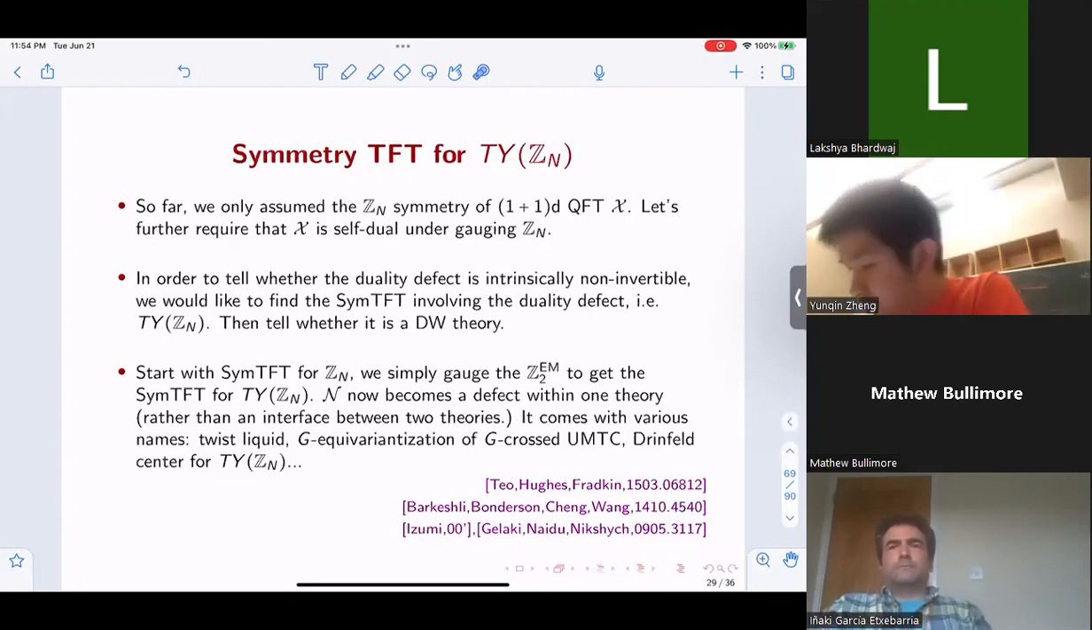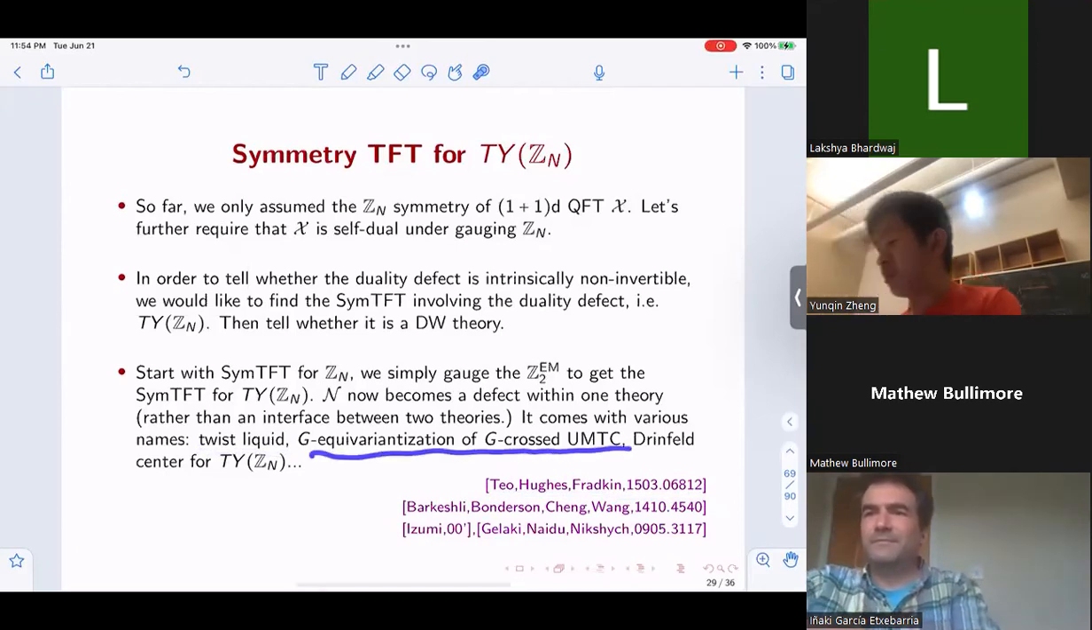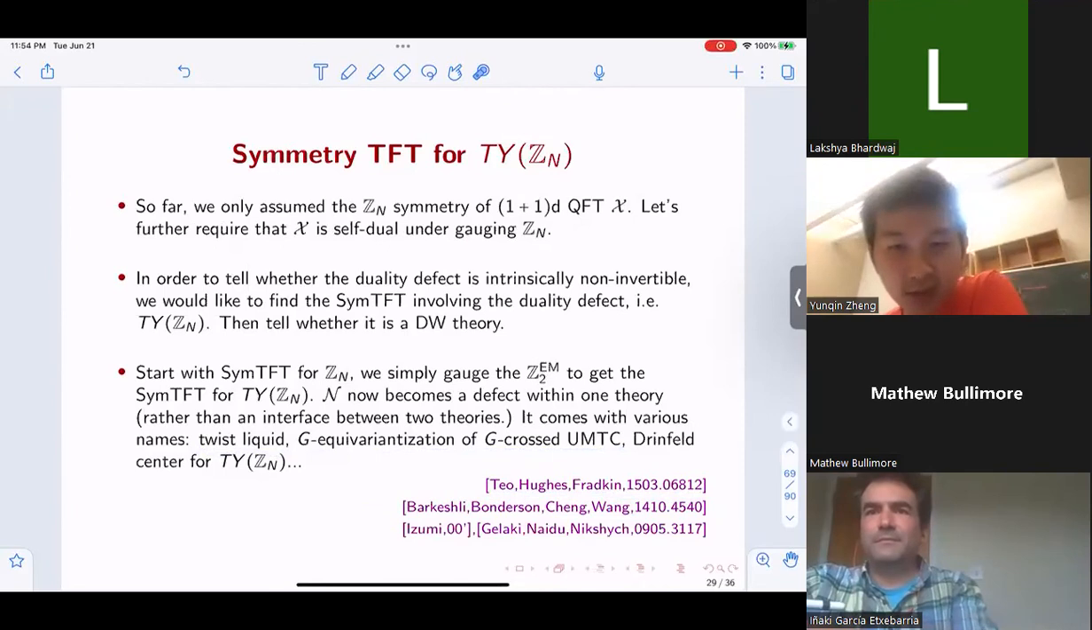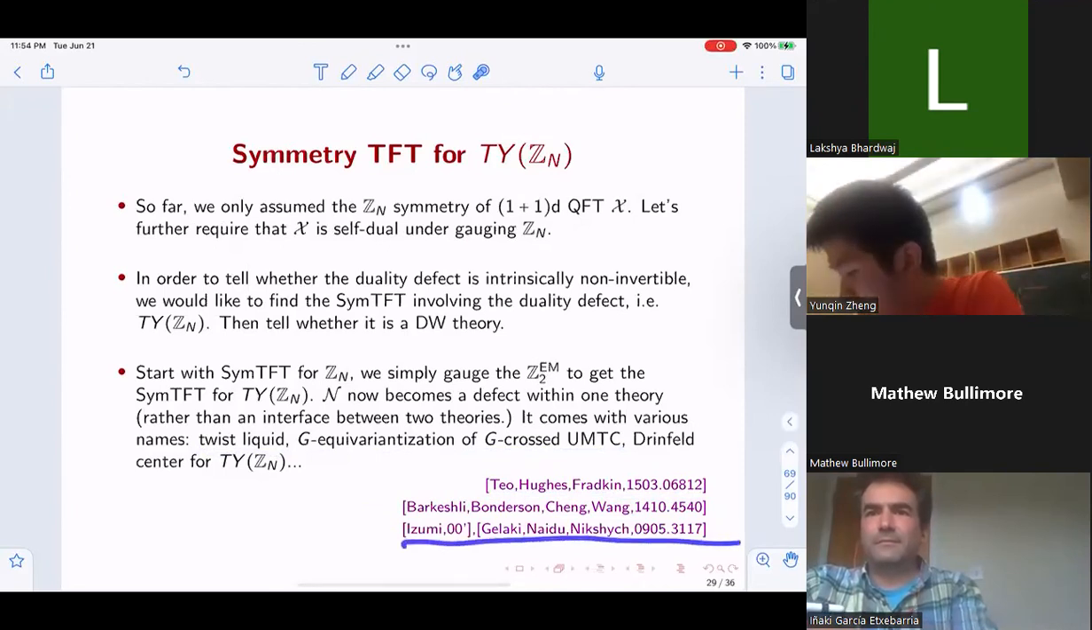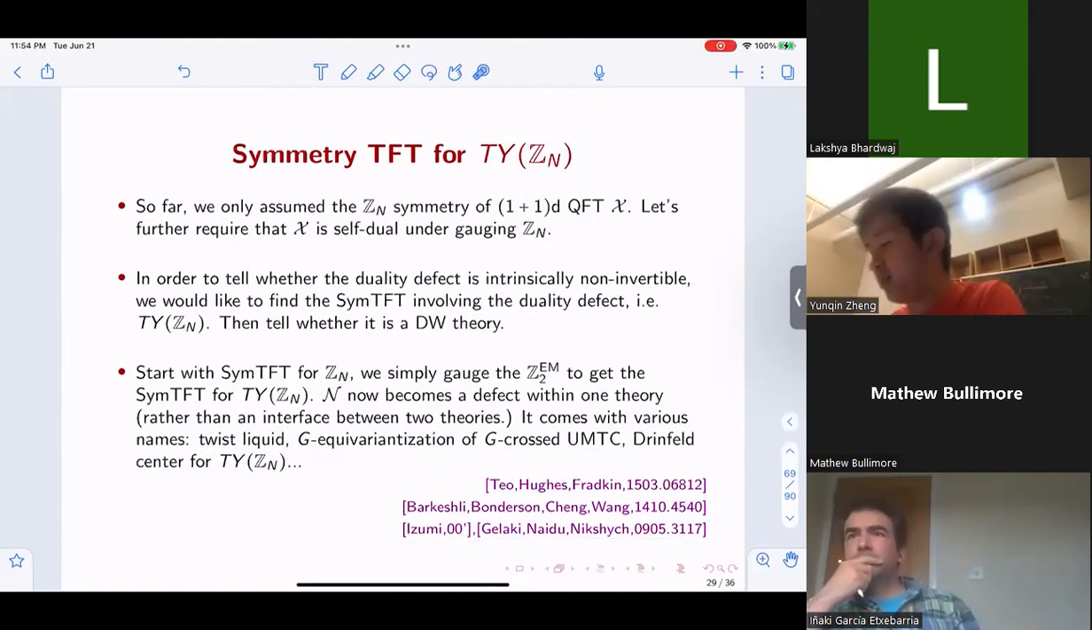The resulting theory comes with various names. In this condensed matter paper, it's called a twisted quantum double. In this condensed matter paper, it's called a G-equivariantization of the G-crossed unitary modular tensor category. And in these math papers, it's called the Drinfeld center for the Tambara-Yamagami of Zn.